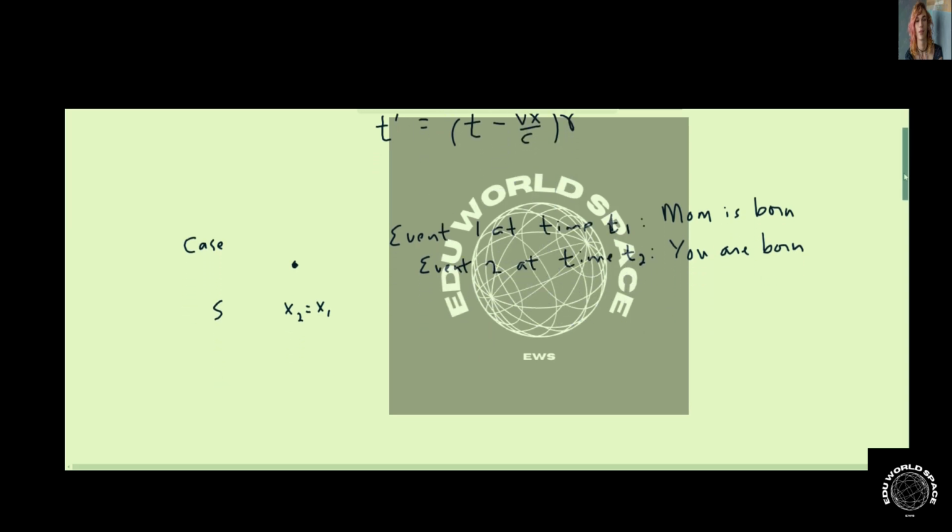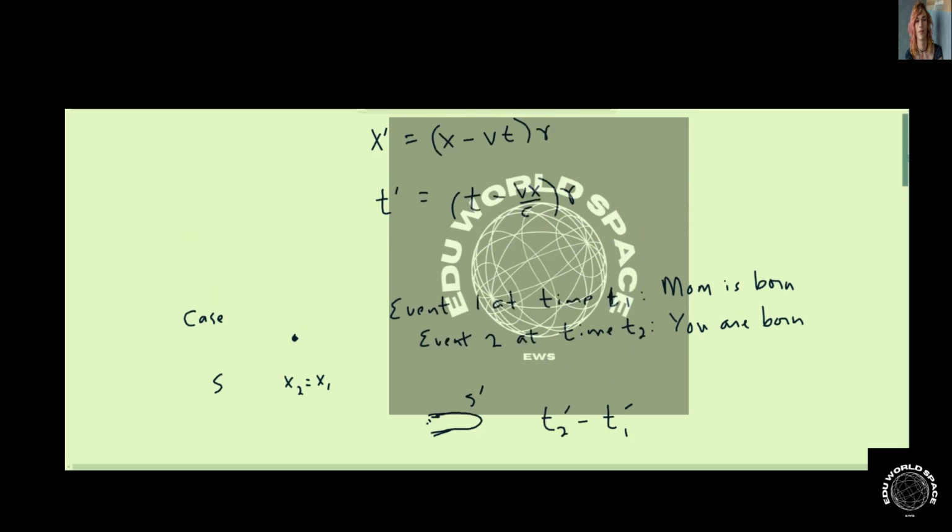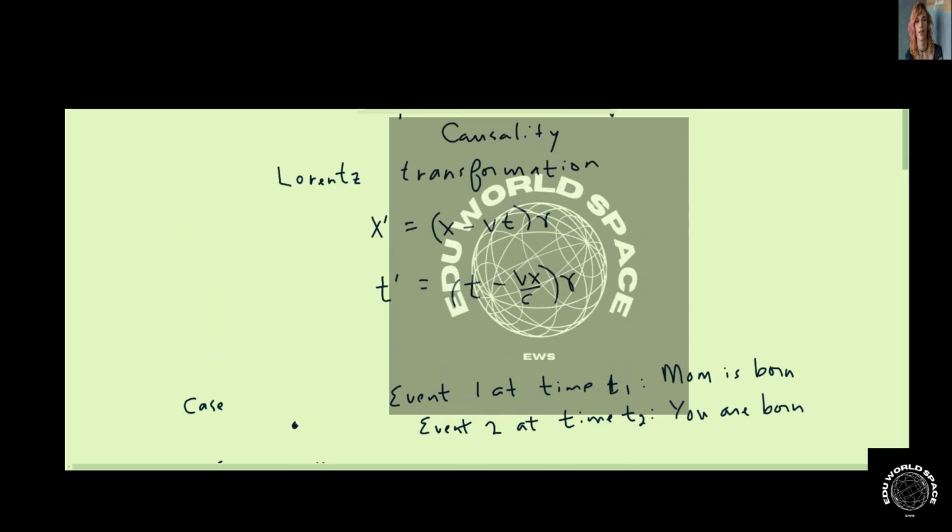Now let's see what those times look like in terms of frame S prime. We'll put somebody in a rocket ship out there. We don't know where they are, but we're most interested in the difference t2 prime minus t1 prime. And for that, we are going to use the Lorentz transformation on time. We'll call these equation 1 and equation 2.